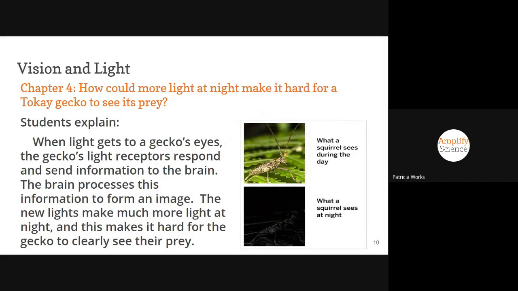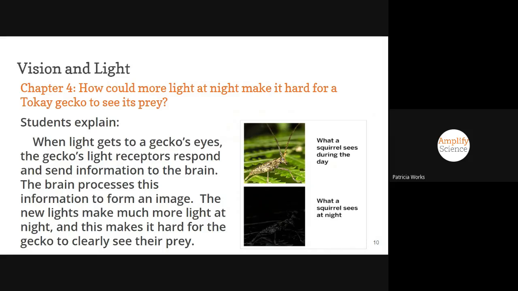Chapter 4 leads students to discover that different animals have light receptors with different sensitivities to light. If there's too much or too little light for the type of light receptors an animal has, its brain cannot form a clear image. Students compare data about nocturnal and diurnal animals and how they see during day and night, and they create digital models to show their understanding of how different animals see under the same light conditions.